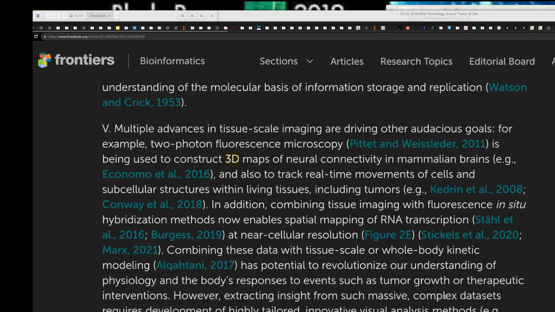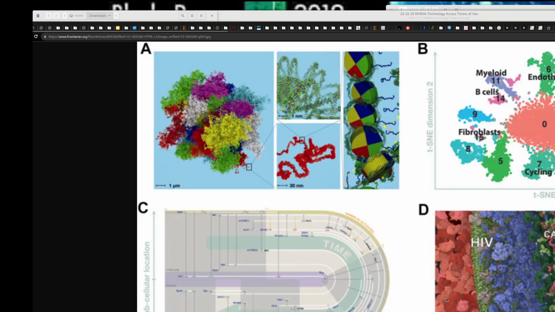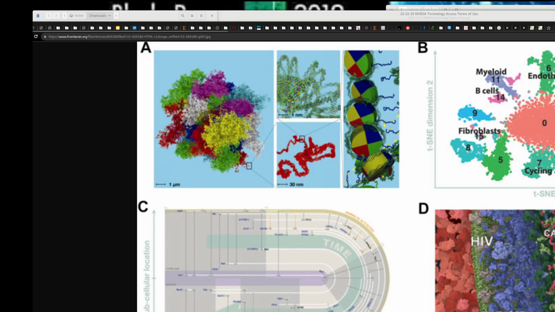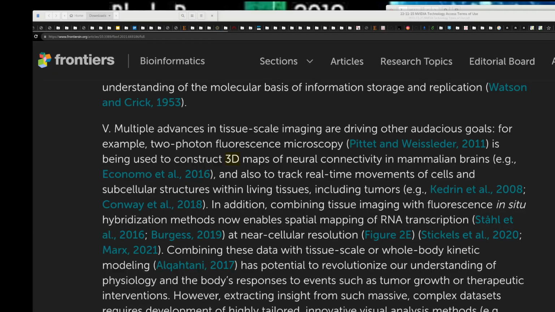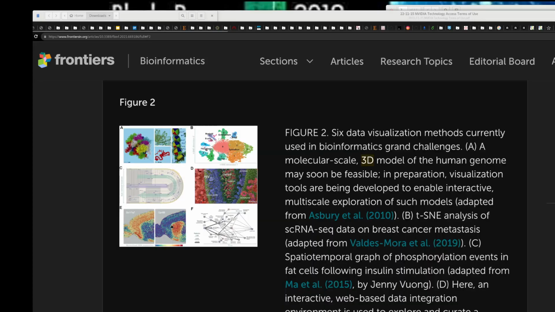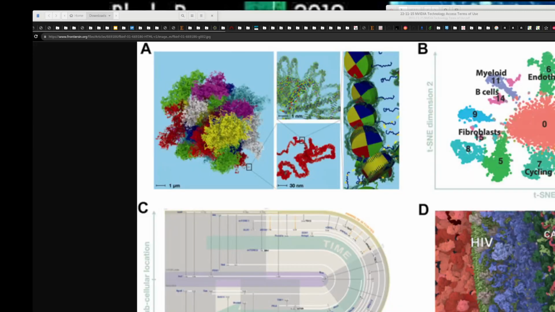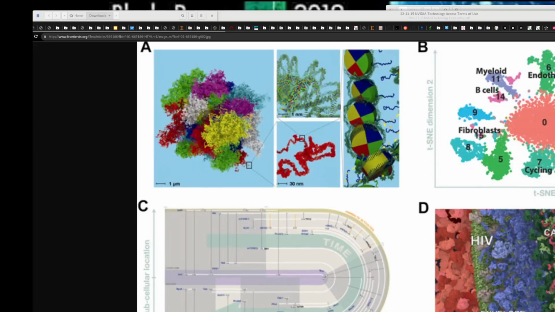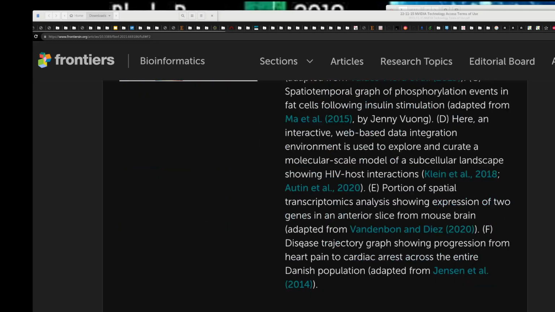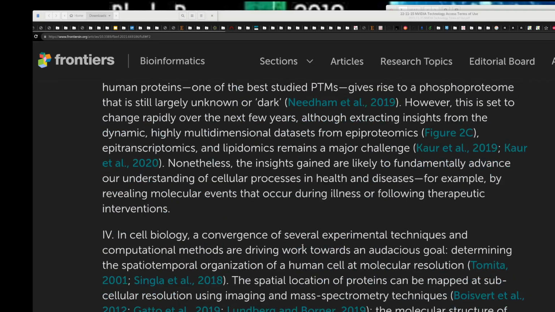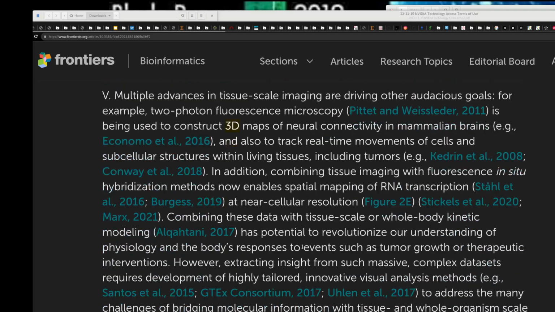Combining these data with tissue scale or whole-body kinetic modeling, Al-Qahtani 2017, has potential to revolutionize our understanding of physiology and the body's responses to events such as tumor growth or therapeutic interventions. However, extracting insight from such massive, complex datasets requires development of highly tailored, innovative visual analysis methods. For example, Santos et al. 2015, GTEx Consortium 2017, Ullin et al. 2017, to address the many challenges of bridging molecular information with tissue and whole organism scale data. Walter et al. 2010, O'Donoghue et al. 2018.